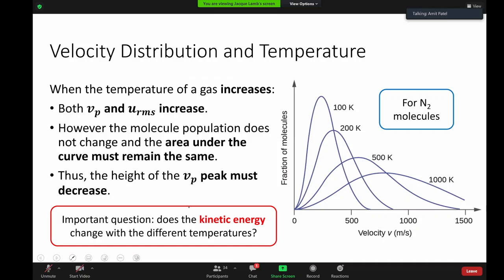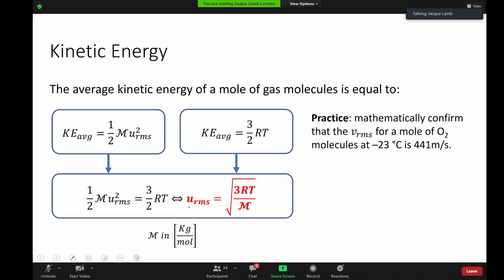So real quick, you said the R is the gas constant? That is the gas constant with those units. That's one of the values of the gas constant. 8.314 joules per mole Kelvin.